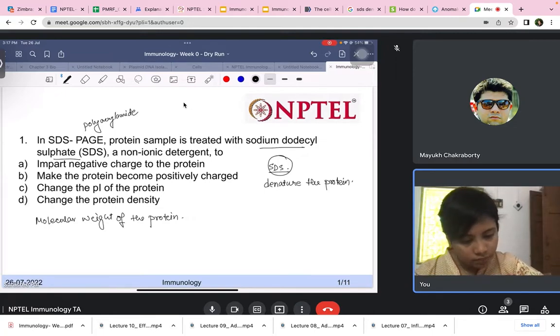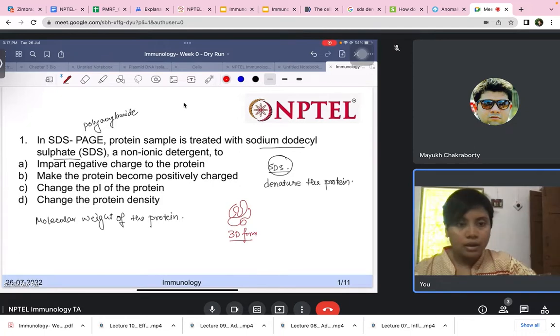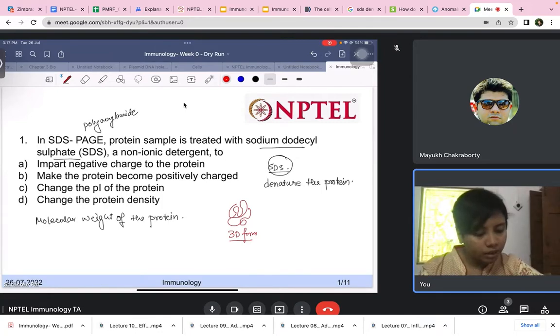So suppose this is a protein molecule in its three-dimensional form, and this protein molecule will have some positive and negative charges on the surface. But we cannot run this three-dimensional form of the protein in the gel. If it is run in this form, then the proteins will not be separated according to their molecular weight, but they will be separated according to their shape and size, which is not desired in this case.